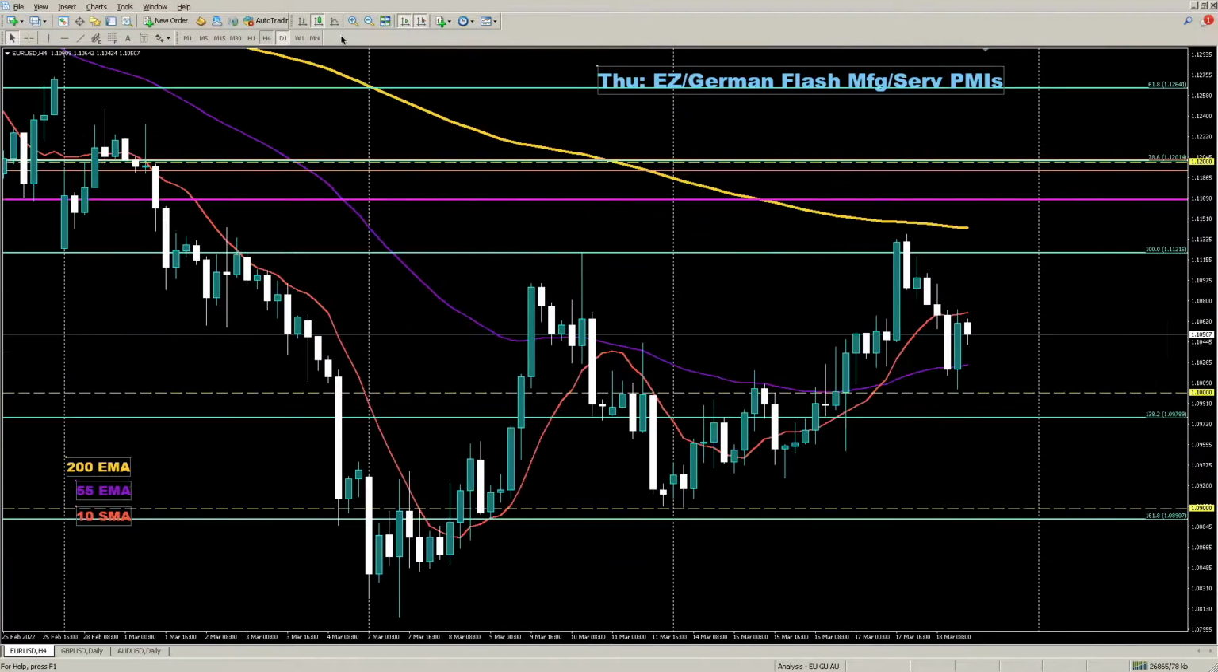If we take a look at the 4-hour time frame, you can see the dip initially after the Federal Reserve announced their interest rate hike, and it bounced back up all the way back into the resistance again.